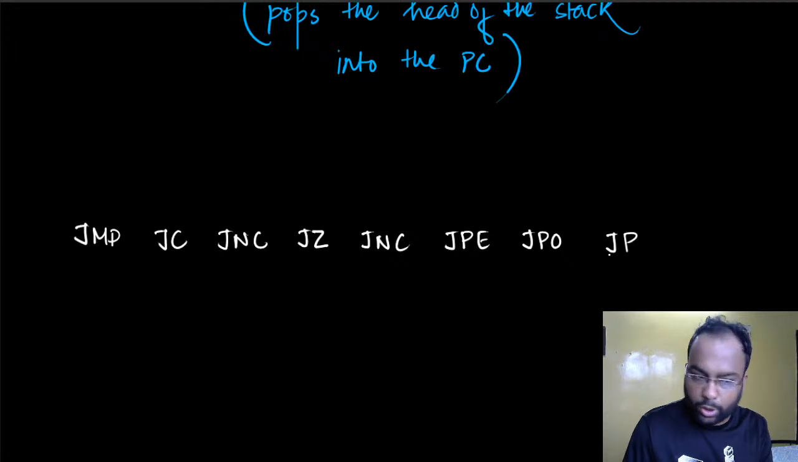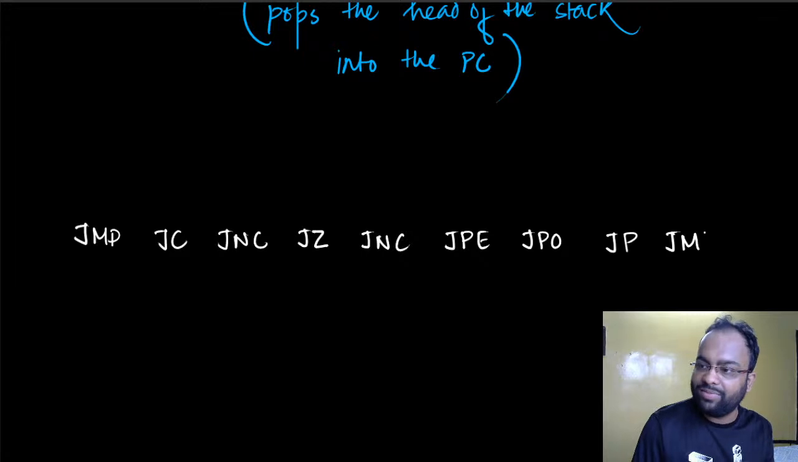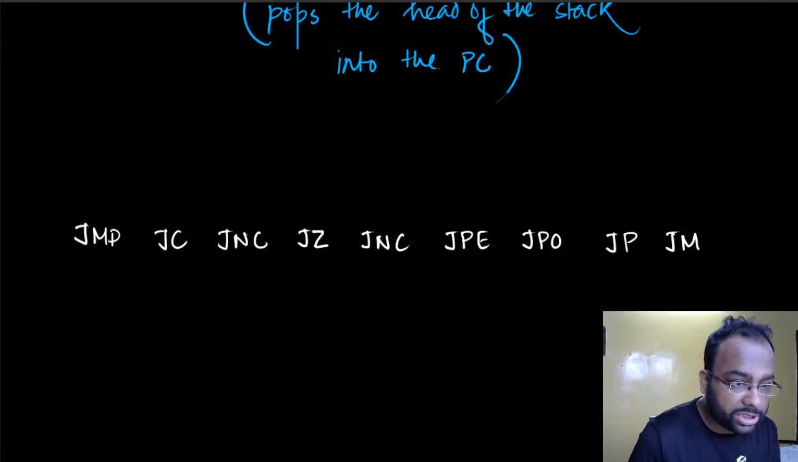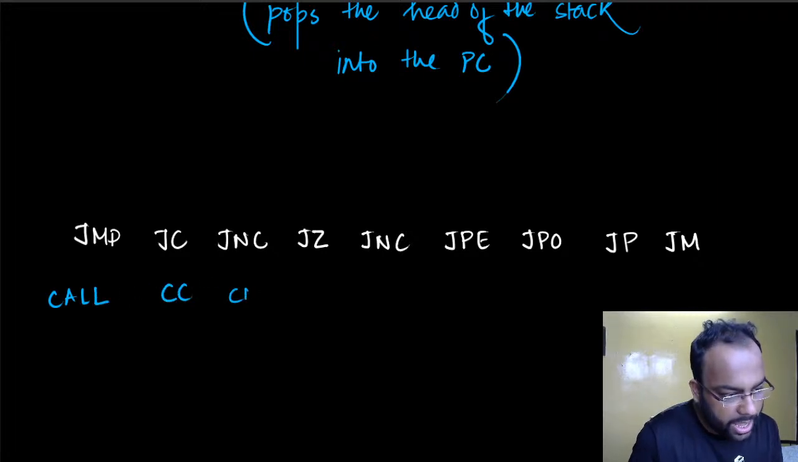jump if the result is positive, so the sign flag is not set, jump if the sign flag has been set, so the result is negative for signed integer operation. Similarly, you have the unconditional call instruction, very similar to those. You have call if there is a carry. You have call if there is no carry. Call if the zero flag has been set.